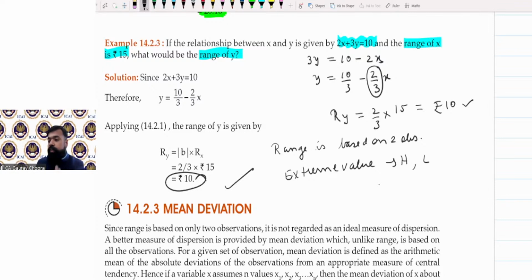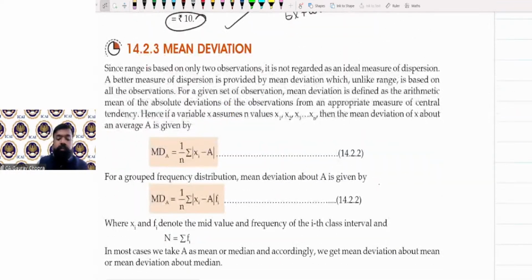Great. So everybody has understood till here. Now we are moving towards mean deviation. Mean deviation is a better measure of dispersion as compared to range, because in mean deviation we are using all the observations. In range, we are using only two observations, the lowest and highest. So it is based on all the observations.